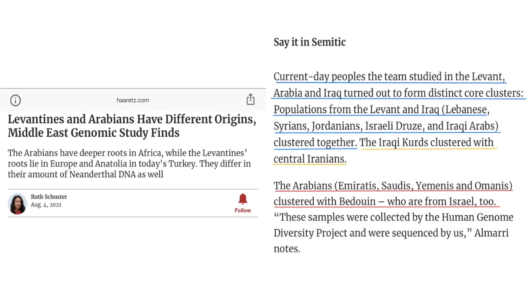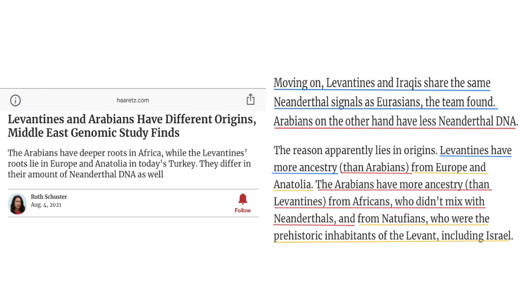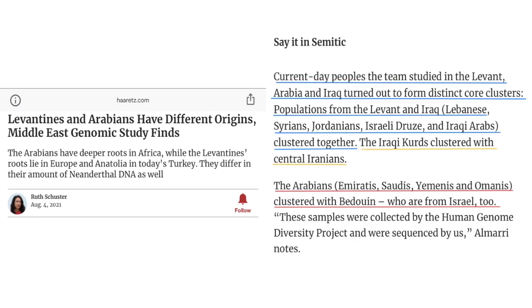Current day peoples, by the way, I want to go back and just show you that there are clearly two different peoples living in the Middle East. One group of people has more European and Anatolian ancestry, and one group has more Natufian and African ancestry. So it's very interesting how you find two types in this land. Not all Middle Easterners are the same.